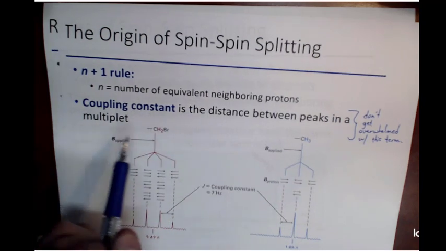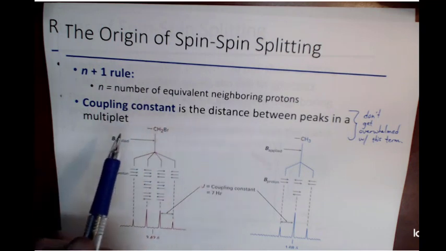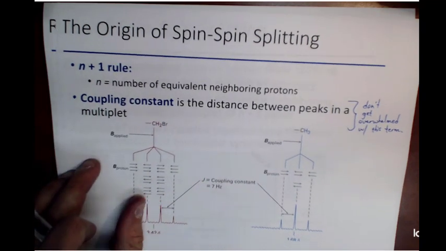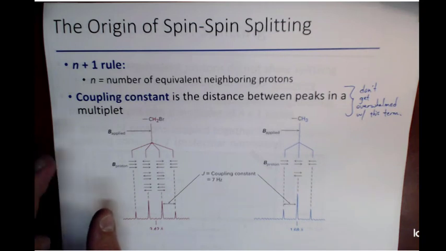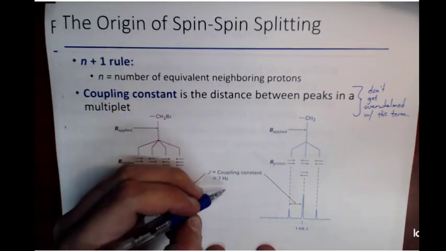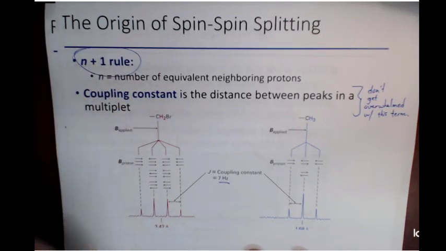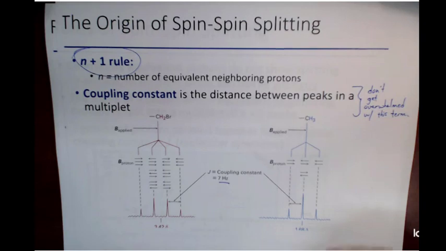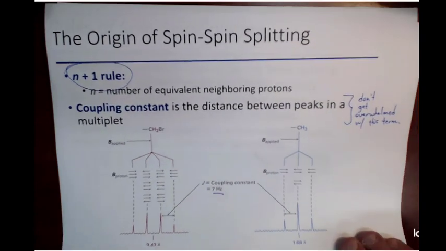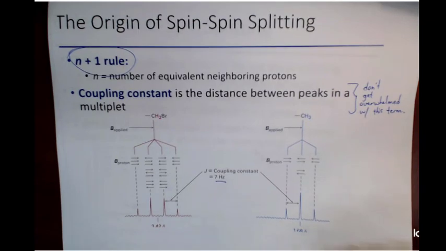Okay, there's also this coupling constant, which talks about the distance between peaks. I don't want you to really worry about the coupling constant. That's something that's a little beyond, because you notice here it gives you a specific value, 7 hertz. Don't worry about that. Really, I want you to become quite proficient at this N+1 rule. All right, and it might seem hard, but as we do some examples, I think this will make a lot more sense.